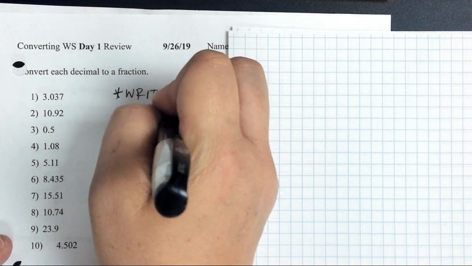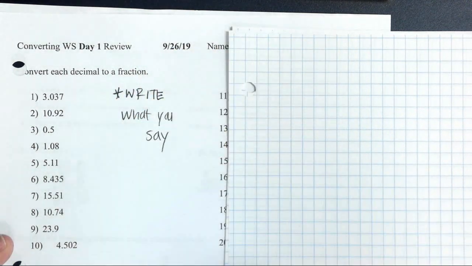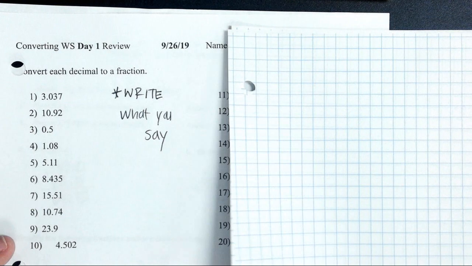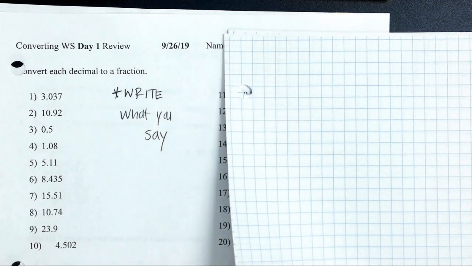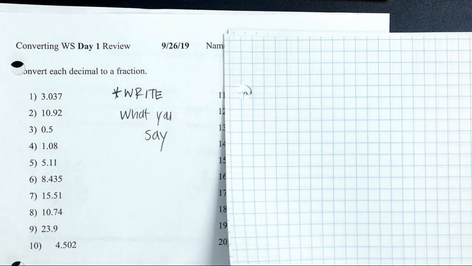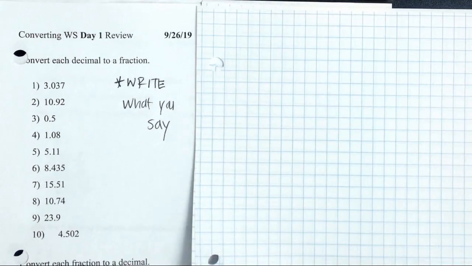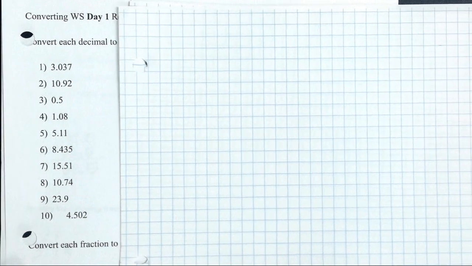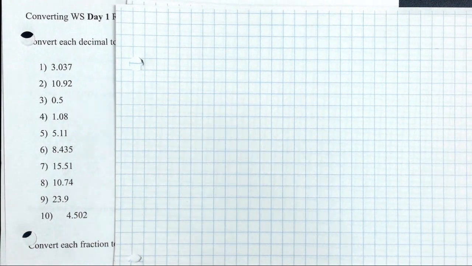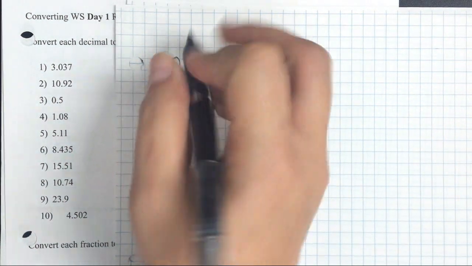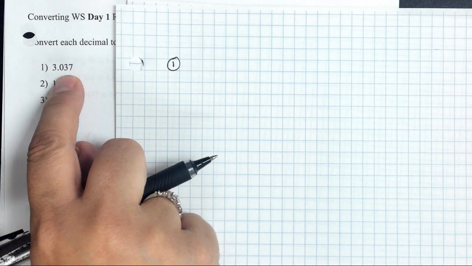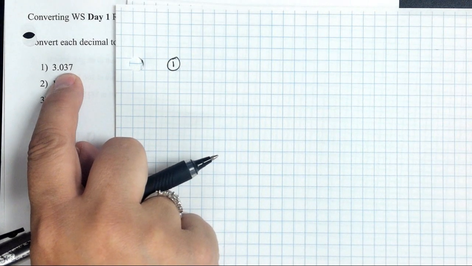this is where you're going to write what you say. Okay? If we can read these decimals the correct way, they're going to tell us what the fraction should look like. And then the only other step beyond that is just to make sure we've simplified it. Okay? So we're going to do several of these together. Somebody read number 1 for me. How do we read that as a decimal? 3 and 37.